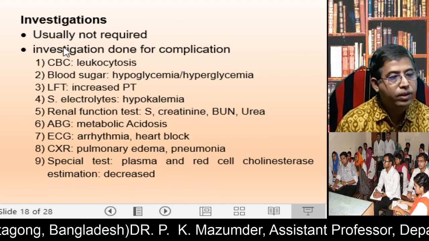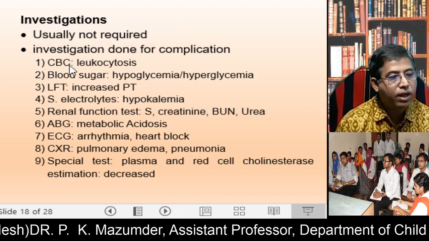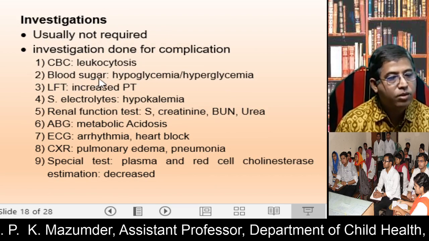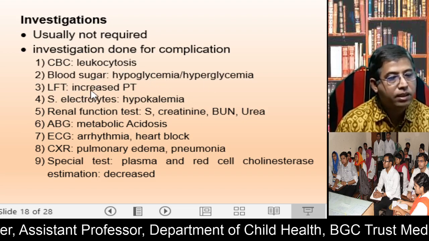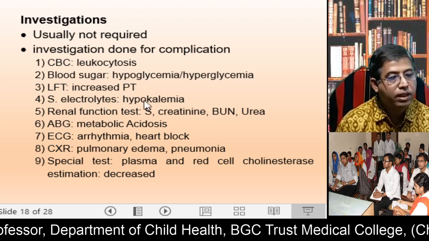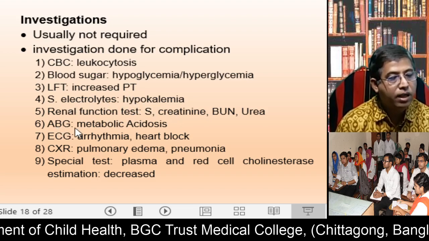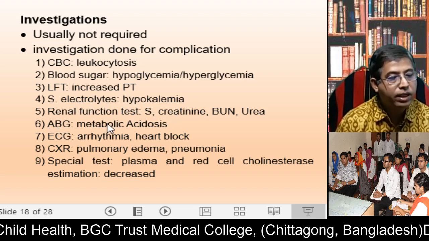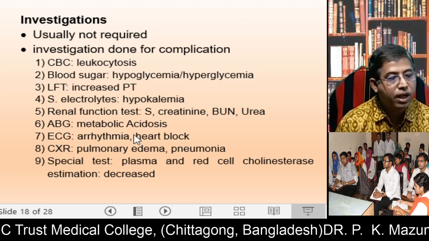Investigations are not required for diagnosis; they are done for complications. Complete blood count: leukocytosis. Blood sugar: hypoglycemia or hyperglycemia. Liver function test increased, prothrombin time, serum electrolytes: you get hypokalemia. Renal function test may be impaired. If you do the ABG, you may get metabolic acidosis. ECG to find out arrhythmia, heart block.